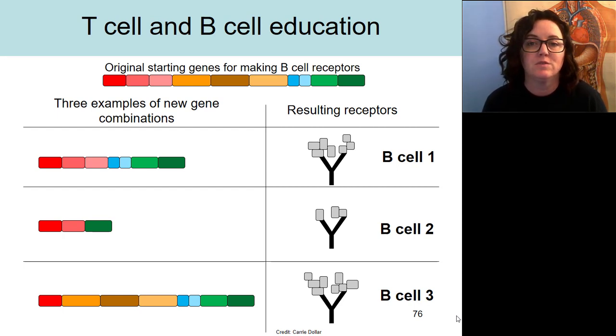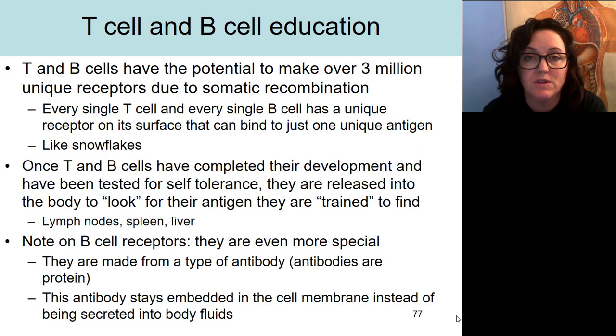This is how T cells and B cells are able to produce unique receptors against any antigen we should encounter, and then even some that we will never encounter. Once the T cells and B cells have completed this process of somatic recombination, they now have their one unique receptor on their surface. Once that's done, and also don't forget, once they're tested for self-tolerance, they're then released into the body where they go to the bloodstream and our lymphatic system, and it's their job to look for that one antigen that they've been trained to find.